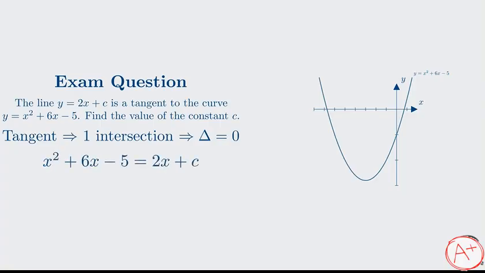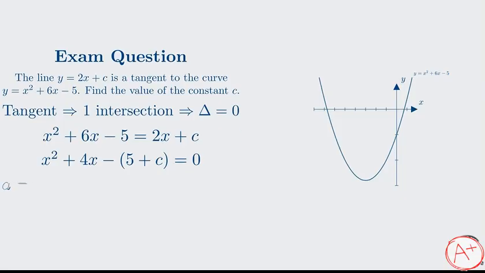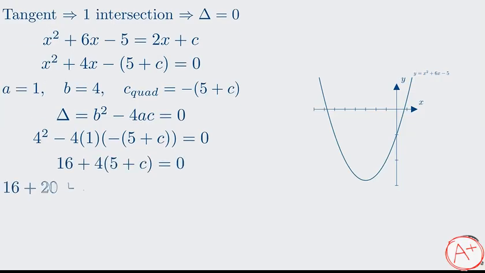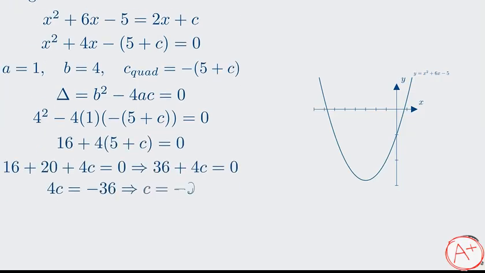Step 1. Equate the line and the curve. Step 2. Rearrange into the form ax² + bx + c = 0. Step 3. Identify the coefficients. Step 4. Set the discriminant to 0 for a tangent. Step 5. Solve for c. The value of c is −9. In this question, using the discriminant is much faster than attempting to use calculus to find the gradient, especially when the line's gradient is already given as 2.